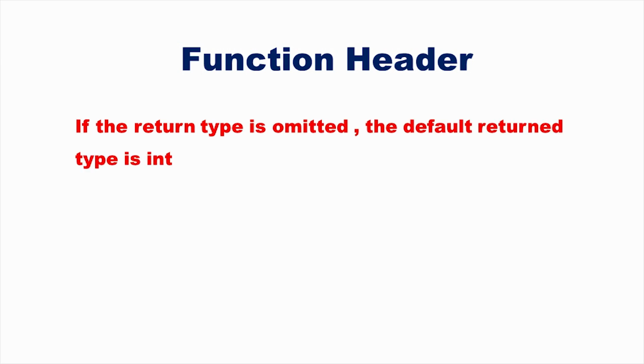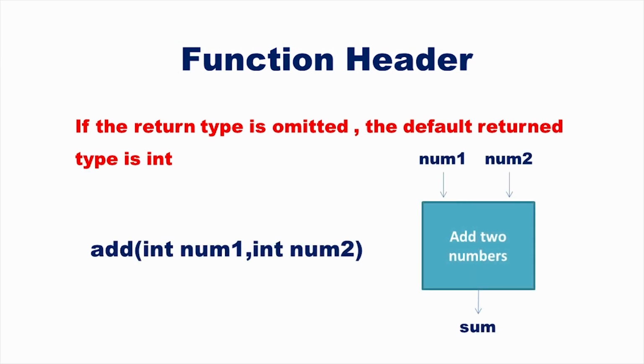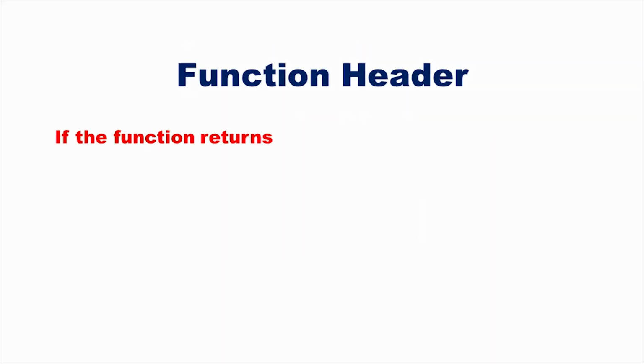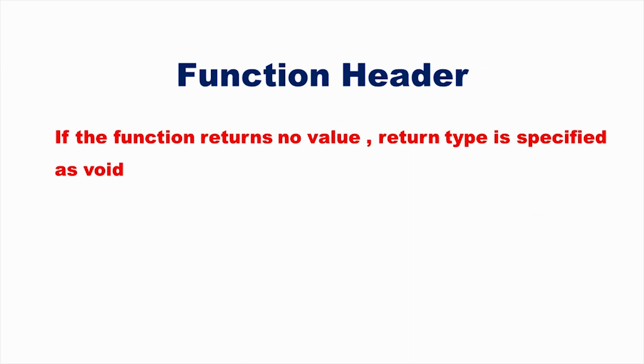In the function header, if the return type is omitted, the default return type is int. For example, if we write add(int num1, int num2), it implicitly means that the function add has return type int. There are functions which do not return any value. The type of such functions is specified using the keyword void.